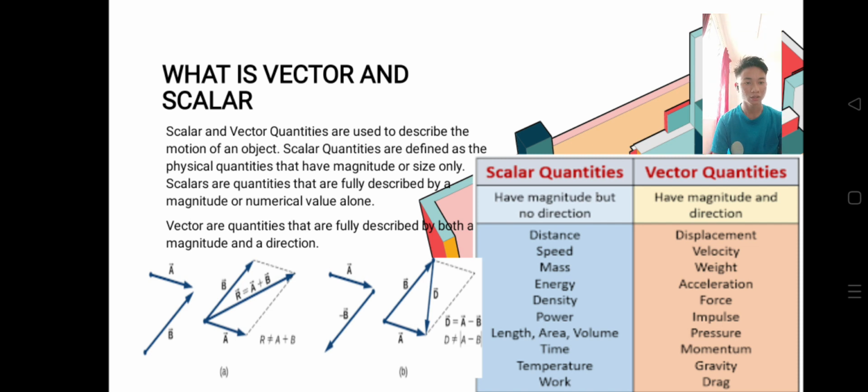So we have an example for scalar quantity and vector quantity. First of all, scalar quantity. Scalar quantity has a magnitude but doesn't have direction. So the examples are distance, speed, mass, energy, density, power, length, area, volume, time, temperature, and work. Vector quantities have magnitude and have direction. For example, displacement, velocity, weight, acceleration, force, impulse, pressure, momentum, gravity, and drag.